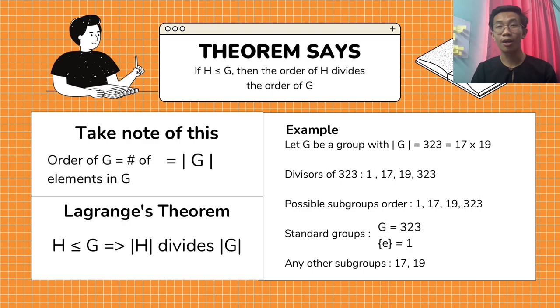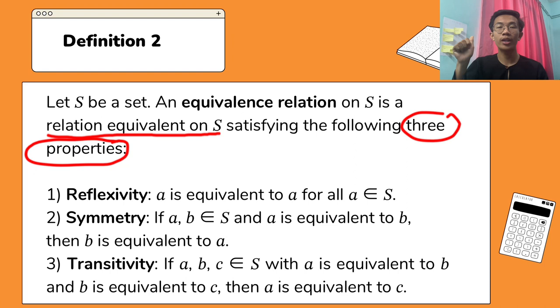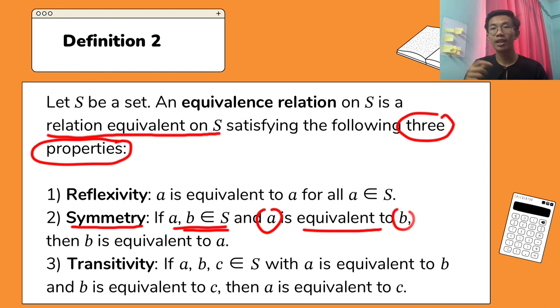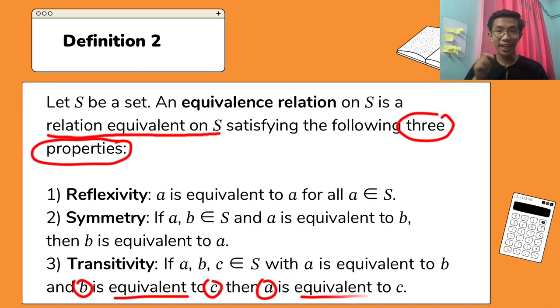Let S be a set. An equivalence relation on S is a relation satisfying the following three properties. Number one is reflexivity: A is equivalent to A for all A an element of S. Number two, symmetry: if A, B are elements of S and A is equivalent to B, then B is equivalent to A. Number three, transitivity: if A, B, and C are elements of S with A equivalent to B, and B equivalent to C, then A is equivalent to C.